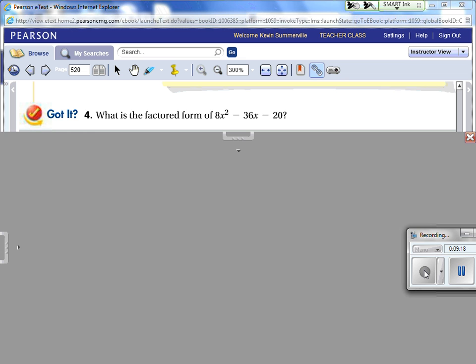Now let's see if you can do got it number 4. I know you can. Take everything that we've talked about in this section and take the equation 8x squared minus 3x minus 20. Take me through the steps, the chart, and how you get your final answer. Go ahead and do that and turn in to me what your final answer would be for got it number 4.